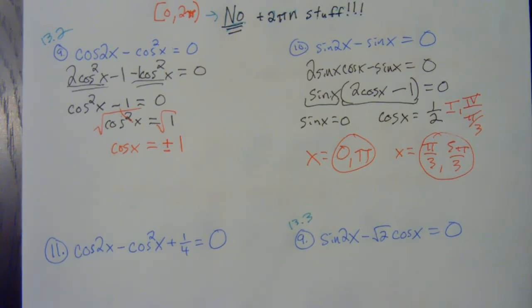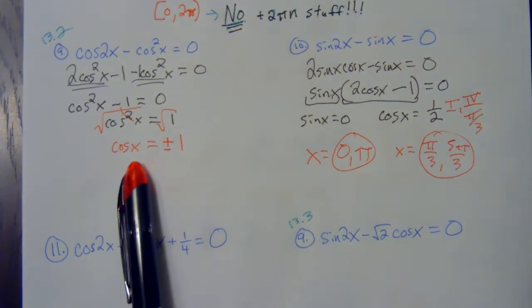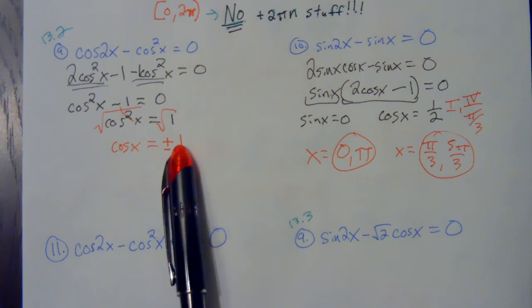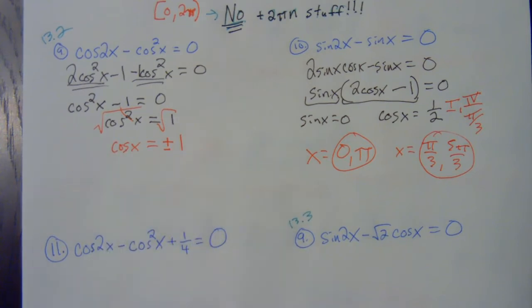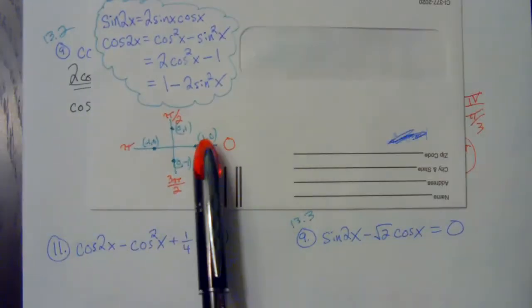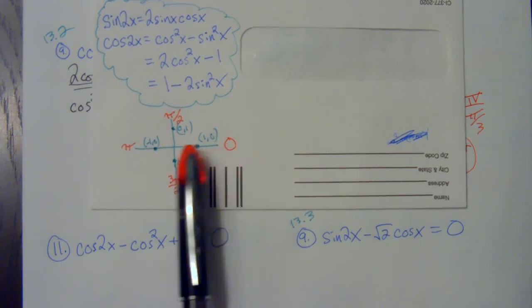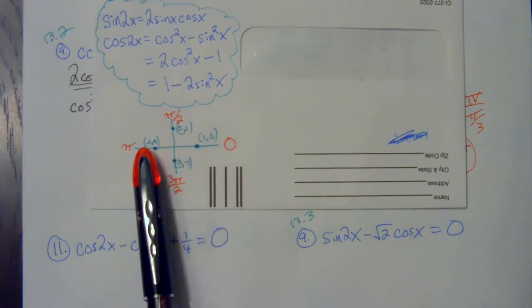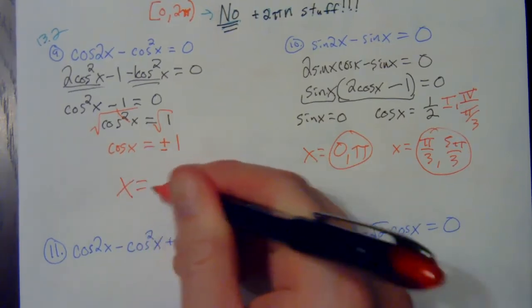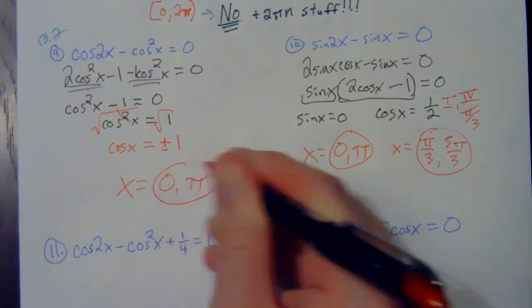And then now you're thinking on the unit circle, where is your x value either equal to a positive 1 or a negative 1? Well, if you look at your quadrantal angles, your x is equal to a positive 1 right there. So 0 is going to be one of our answers. And then your x is equal to a negative 1 right there. So pi is going to be one of your answers. So our two answers are going to be 0 and pi.